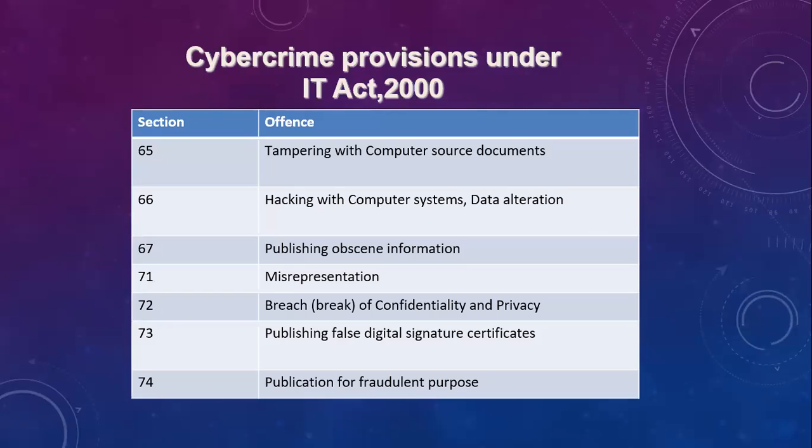So this is what we have seen. Section 65 is tampering with the computer source documents. Section 66 deals with hacking with computer systems or anyone who does data alteration. Section 67 is for publishing obscene information. 71 is for misrepresentation. 72 is for breaking confidentiality and privacy. 73 is for publishing false digital certificates, and section 74 is for publishing for a fraudulent purpose. So that is what we have seen so far. Let us proceed further and see what happens if anyone violates it.